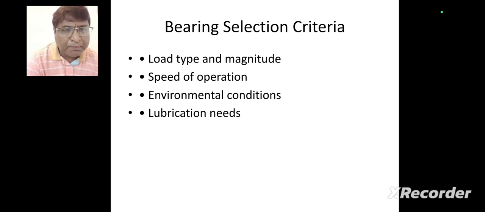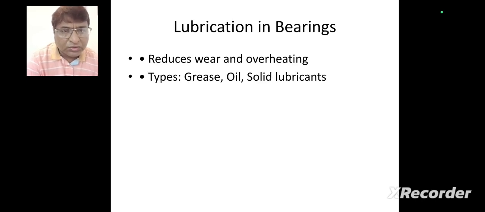So what are the bearing selection criteria? So for bearing selection, we have to know the load type and the magnitude, speed of operations, environmental conditions and lubrication needs. So what are the functions of lubrication in bearing? It reduces wear and overheating, and types of lubricant we can use that are grease, oil, solid lubricants.